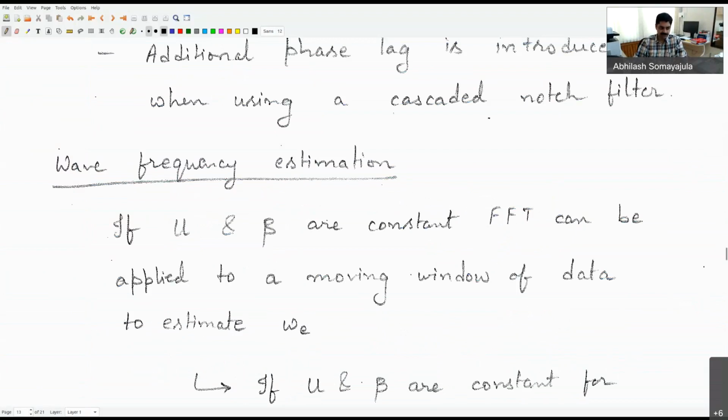And many times, until the coming up of the digital computers, this was done using analog filters. So they were trying out different approaches to do this. But with the advent of digital computers, now mostly you'll see that this is done digitally. Okay.